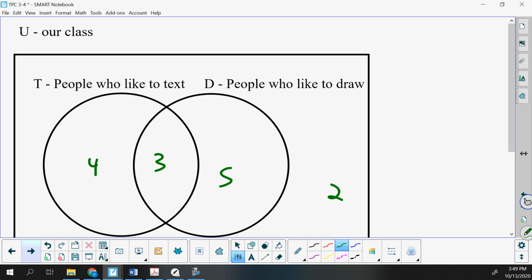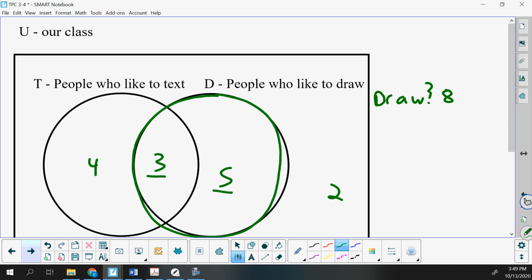If I asked you how many people like to draw, we would want to look at the entire draw circle. If you look at the entire draw circle, we got to look at the people who like to text and draw and only draw. So together, there's 8 people that like to draw. If we needed to do it out of a probability, you would just do 8 out of whatever the total is. So in this case, it would be 8 out of 14 if we needed to do a probability.